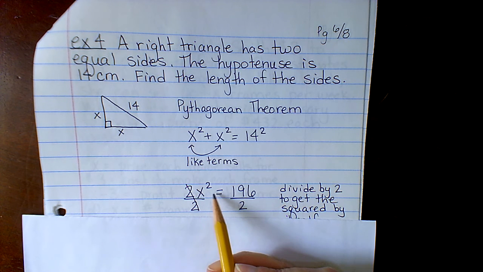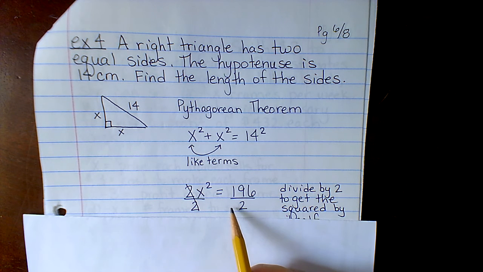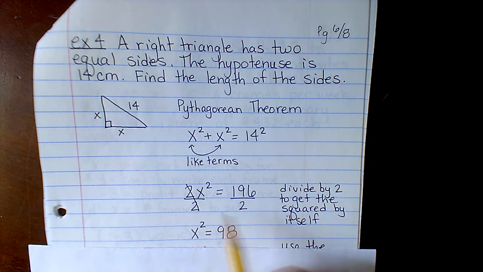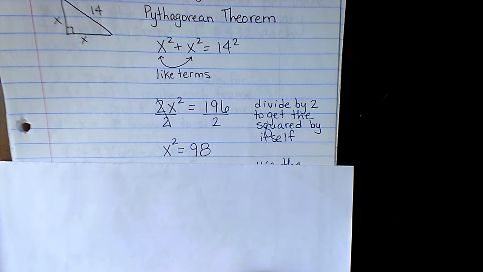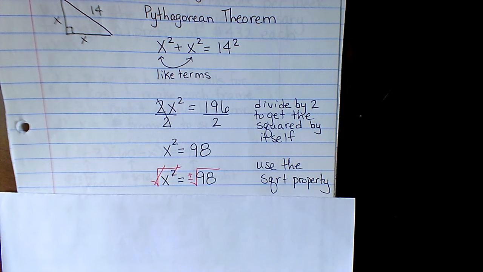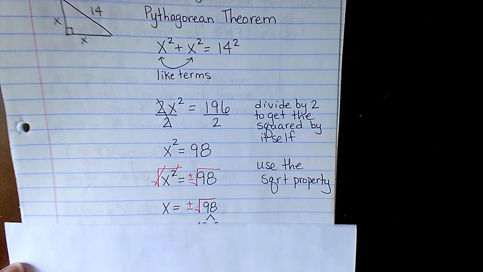Now check it out. I'm not going to move that 196 over and get that equal to 0. Why? Because I can use the square root property. If I divide both sides by 2, I get x squared equals 98. If I don't have an x term, I can use the square root property. So that means I can just take the plus or minus square root of both sides. All right, so I get plus or minus the square root of 98.